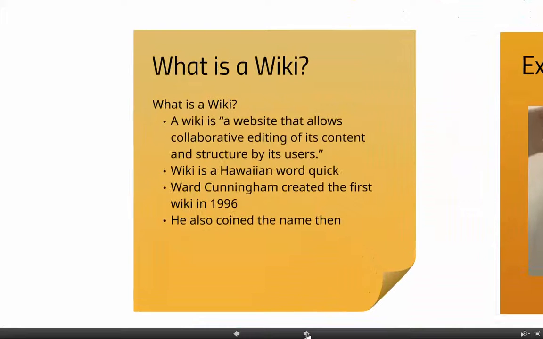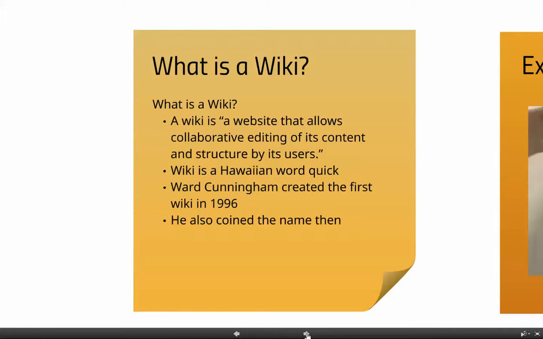First, let's go over what a wiki is. As defined by Wikipedia, a wiki is a website that allows collaborative editing of its contents and structure by its users. The first wiki was created in 1996 by Ward Cunningham. He called it Wiki Web. Wiki is a Hawaiian word meaning quick.